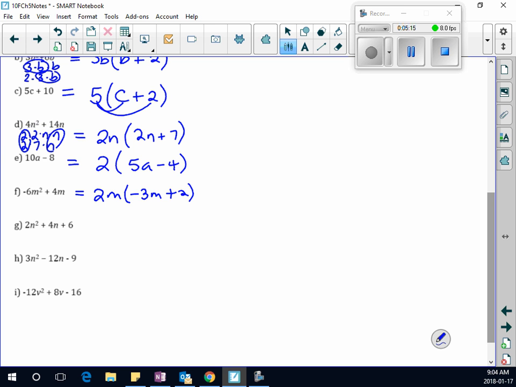Now, sometimes starting in a bracket with a negative isn't such a great thing. So sometimes we might factor out, even though it's not common to both, a minus 2m, and then you're left with positive 3m minus 2. So why would I want to do that? Probably if I wanted to make it into a subtraction versus an addition, things like that.